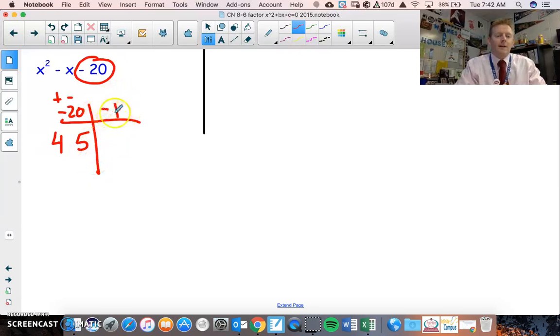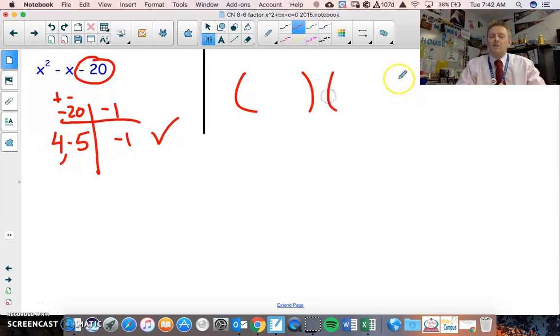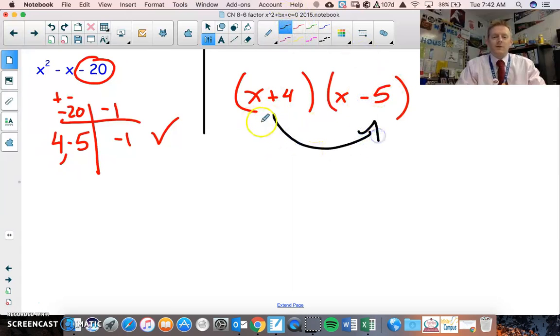But to make a negative 1, the 5 has to be negative. So that makes a negative 1. Perfect. So then all we've got to do is write down this beautiful (x + 4)(x - 5). And just like before, if you switch the order of these two around, no big deal. It does not matter what order they're in because we can multiply in any order.